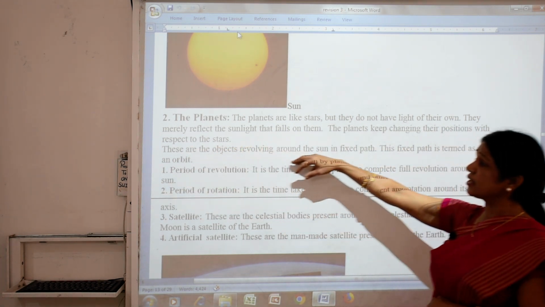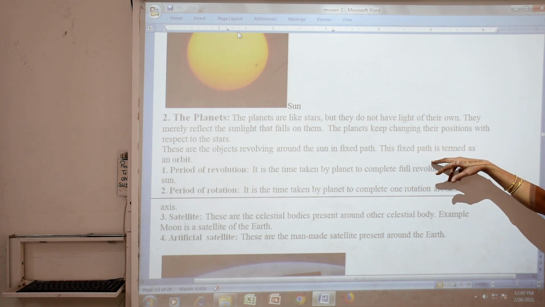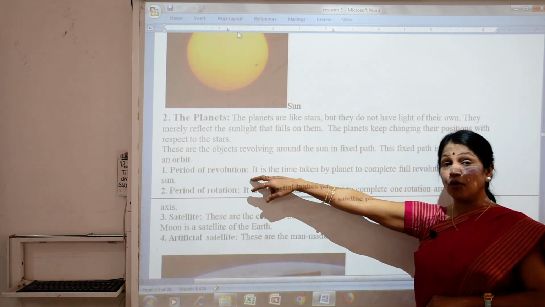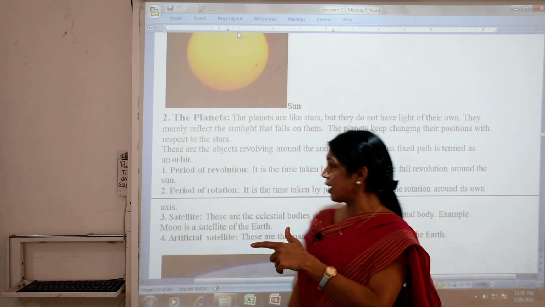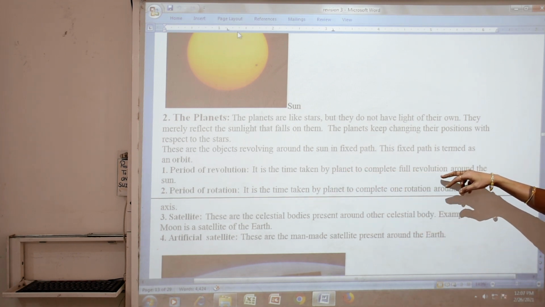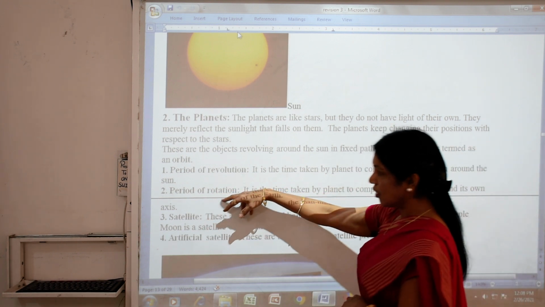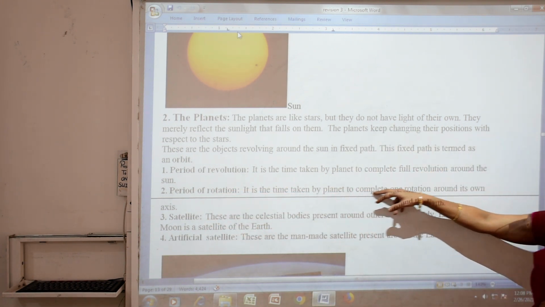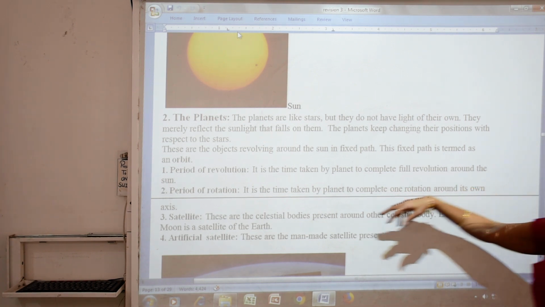These are the objects revolving around the sun in a fixed path. This fixed path is termed the orbit. Period of revolution: what is the period of revolution? It is the time taken by a planet to complete one full revolution around the sun. Period of rotation is the time taken by the planet to complete one rotation around its own axis.